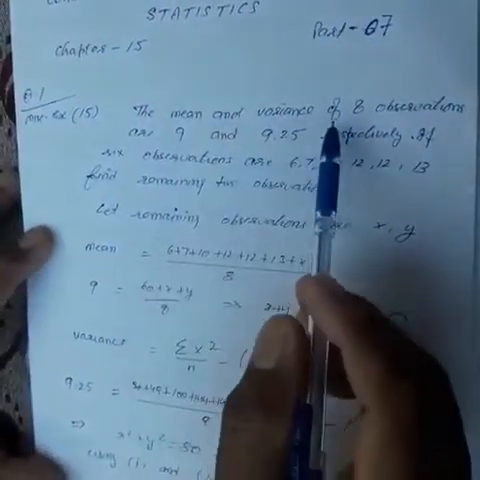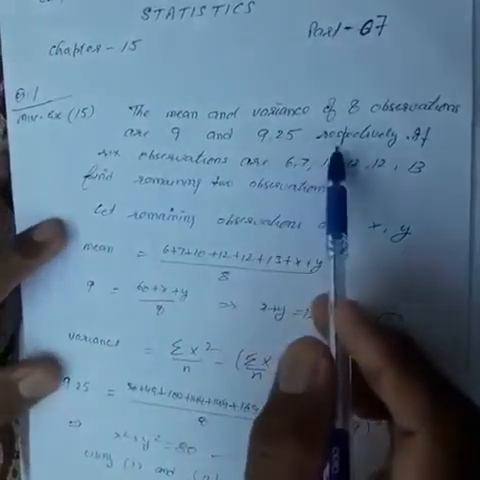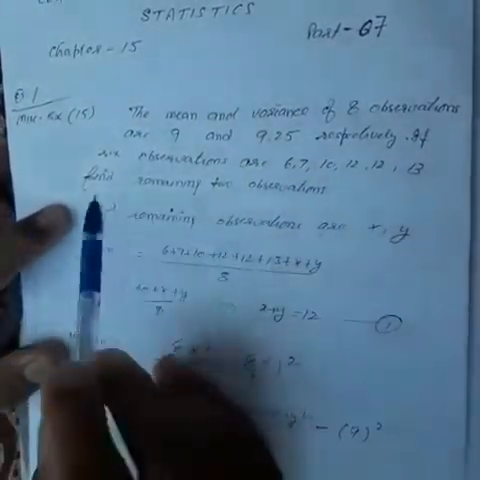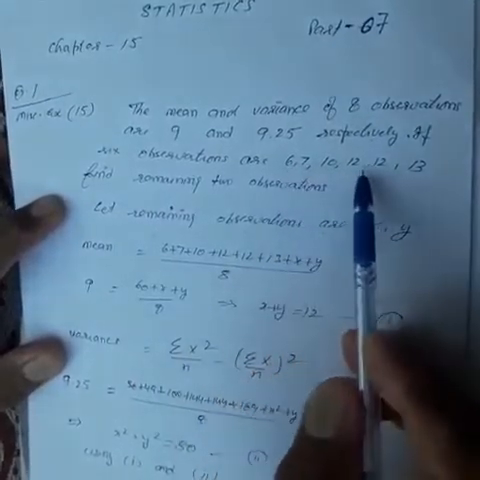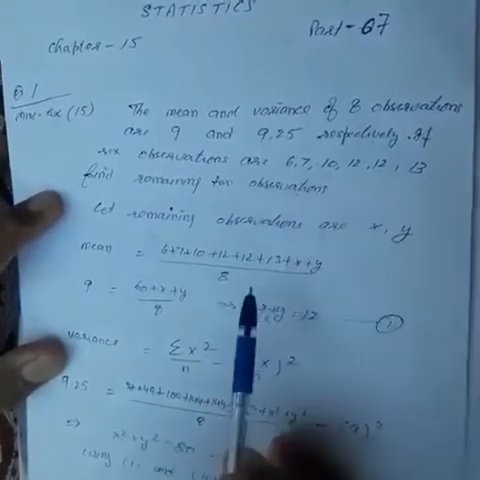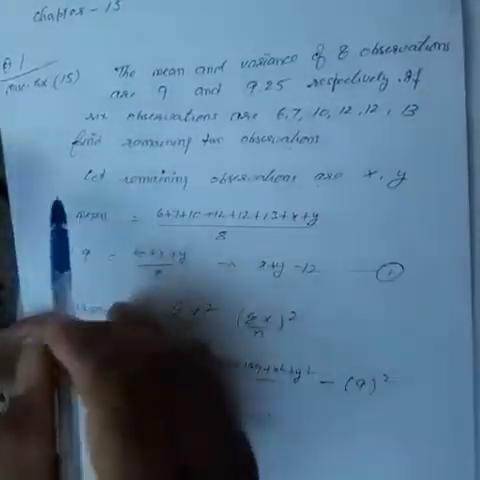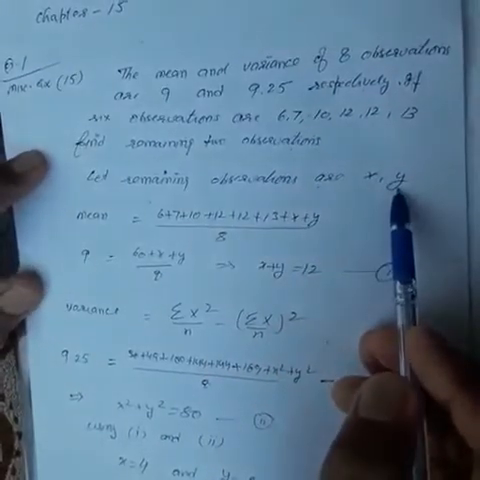Mean and variance of 8 observations are 9 and 9.25 respectively. Now if 6 observations are 6, 7, 10, 12, 12 and 13, find the remaining 2 observations. So remaining observations are x and y.